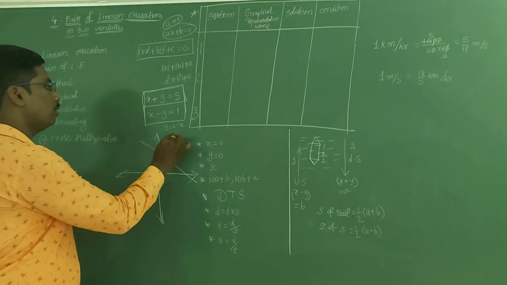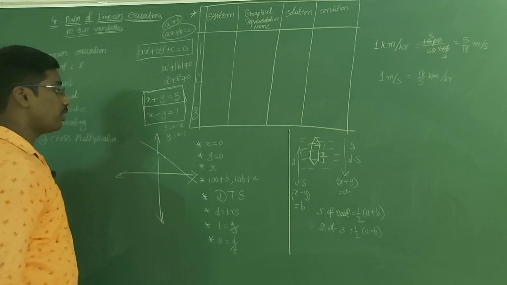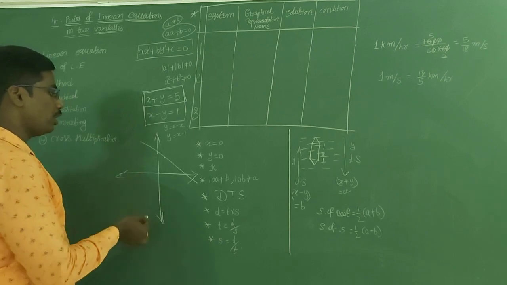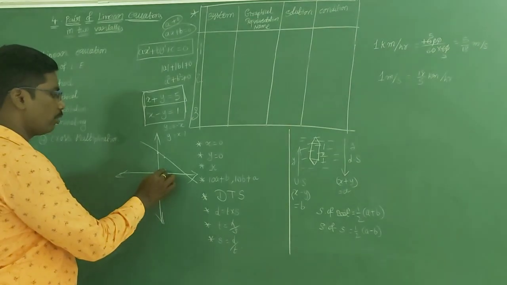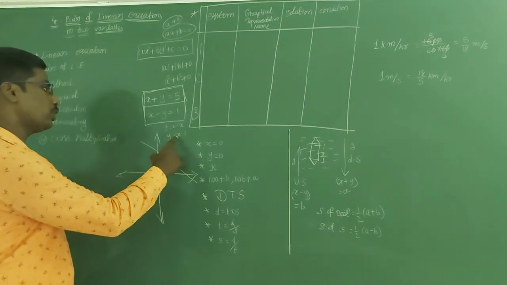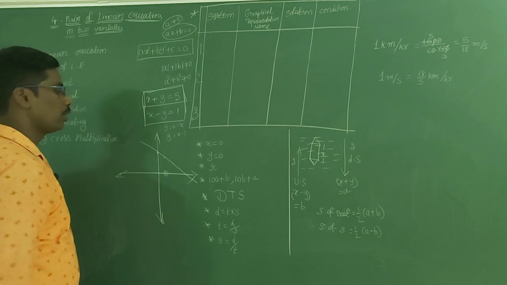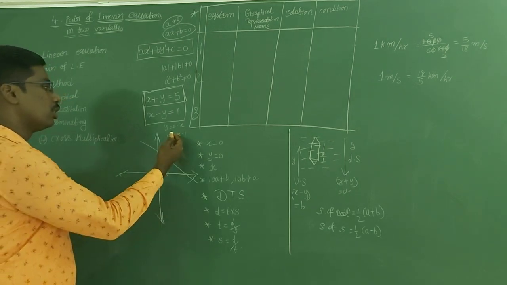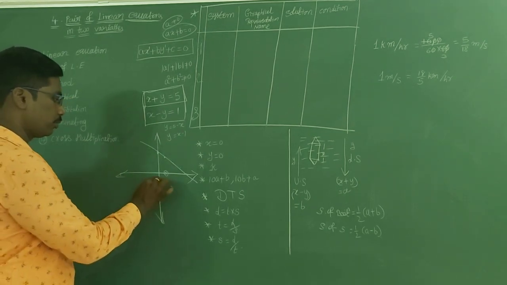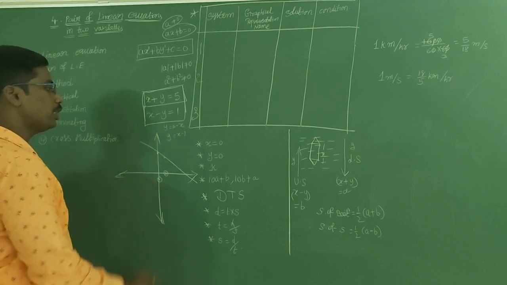Here y is equal to x minus 1. If x value is 1, y value is 0. And x value 0 means y value is minus 1. x value 2 means y value is 1.